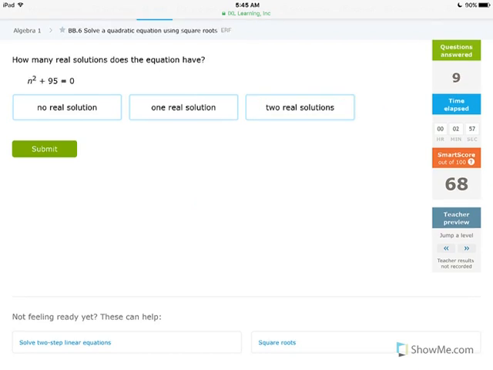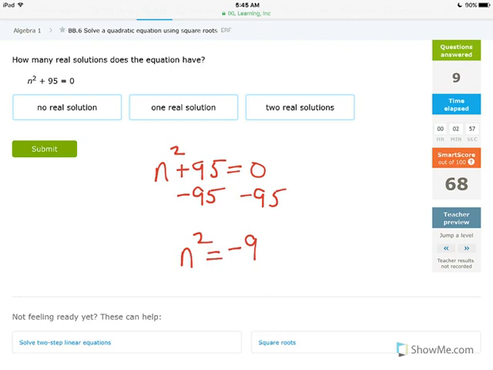And the next one, how many solutions? So you can already see if I subtract 95 from both sides, it's going to end up being a negative number, which is going to be no solution. So here's the original. Start going through the algebra. We're going to get n squared equals a negative number, and we can't square root a negative number, so that's going to be no solution.